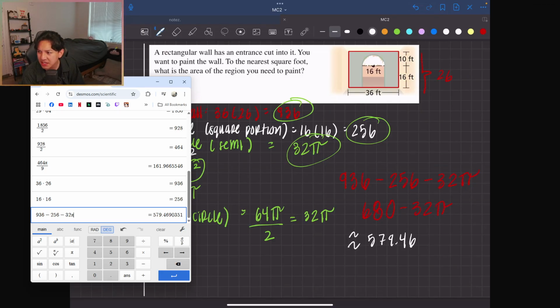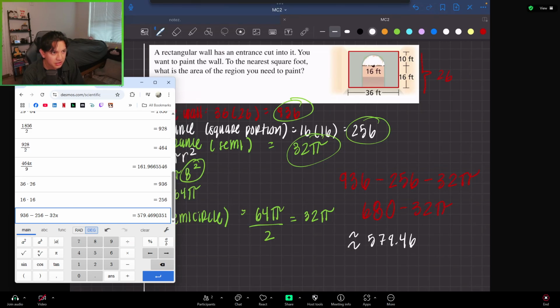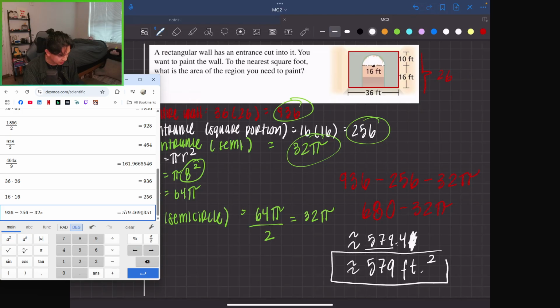And what does it say? It says to round to the nearest square foot. So to the nearest square foot, if this is 579.4, if it's just 0.4, then let's round it down to 579 feet squared. Squared because this is area that we want to paint.